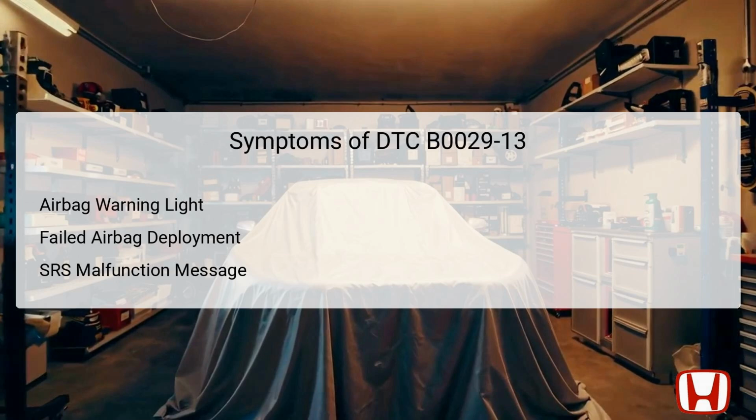When DTC B0029-13 is present, several symptoms may be observed, primarily involving the airbag system's performance. One prominent symptom is the illumination of the airbag warning light on the dashboard, which indicates a problem within the SRS. Additionally, during a collision, if the right side curtain airbag fails to deploy as intended, passengers may face greater risk, rendering this a serious concern.